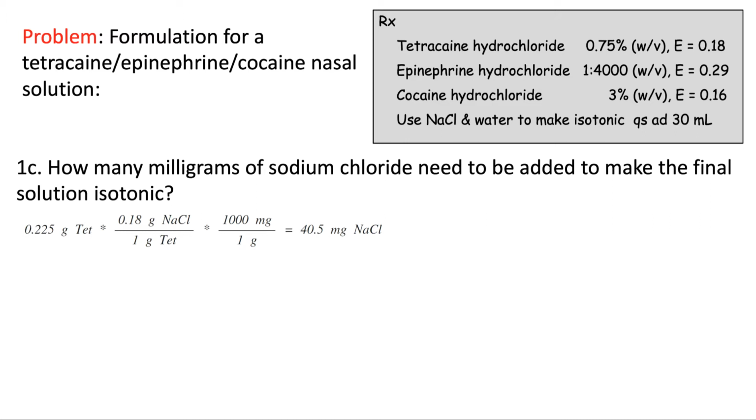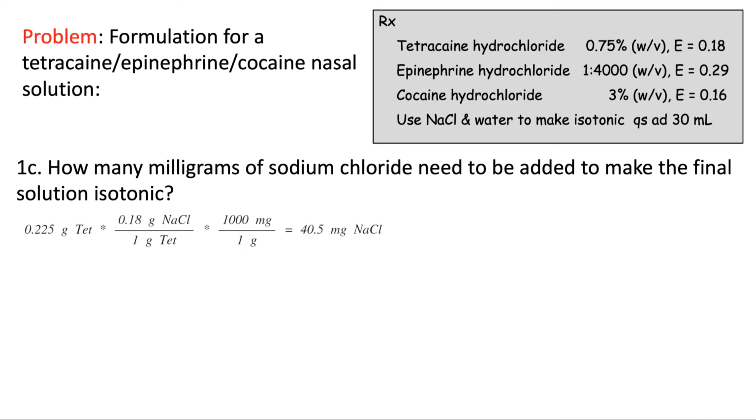Starting with tetracaine, we know the amount of tetracaine we're going to have in our solution is 0.225 grams. We can multiply by its E value expressed as 0.18 grams of sodium chloride per gram of tetracaine. And that's kind of key in terms of what we've reviewed in this course. When you get an E value of 0.18, for example, you need to know the units. And the units for that would be 0.18 grams of sodium chloride per gram of drug. That way, as you can see here, when we do it for tetracaine, grams of tetracaine cancel, and we'd be in grams of sodium chloride.